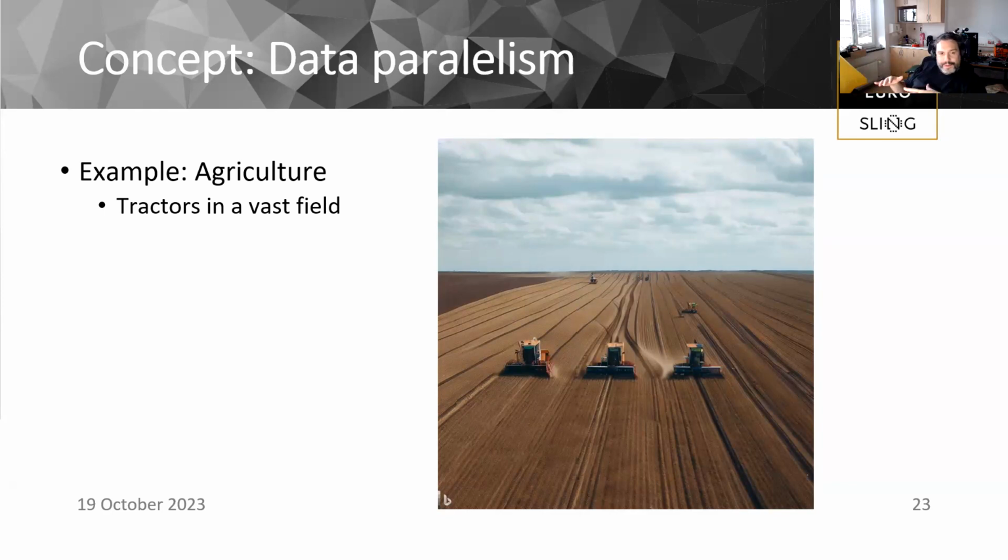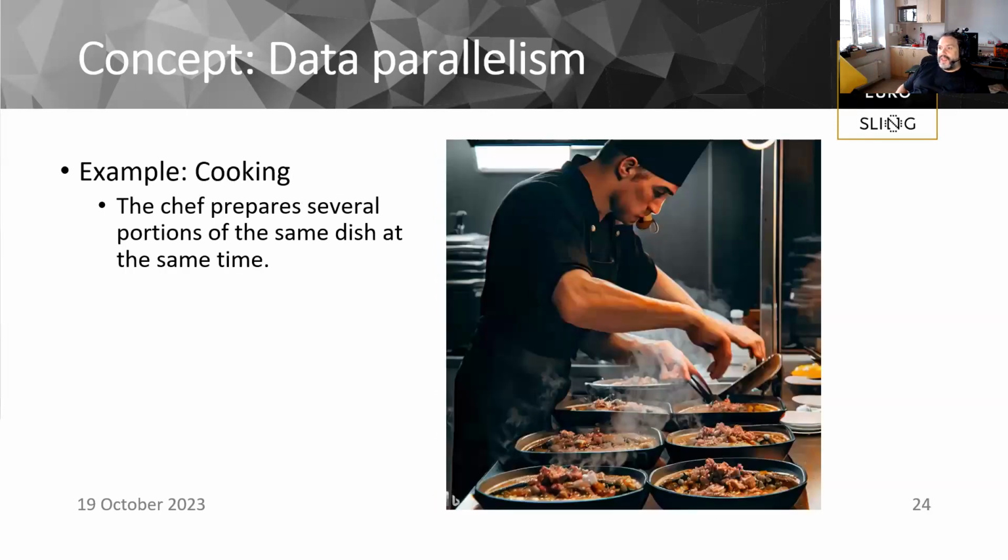And here the crop, the wheat or whatever, is the thing that you split into multiple small pieces. So let's say the area of the field: one harvester works in one part of the field, the other harvester works in another part, and the third one works in the third part. The more harvesters you have, the faster you will be done. Okay, so this is data parallelism in agriculture.